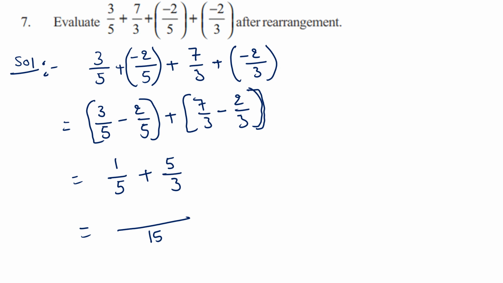So 5 3s are 15 in this denominator, that's why in the numerator also we multiply by 3. That's 1 3s are 3 plus, and here 3 5s are 15, so 5 5s are 25. So that equals 25 plus 3, that is 28 by 15. It is not cancelled by any number, that's why this is the answer only. Okay, children?